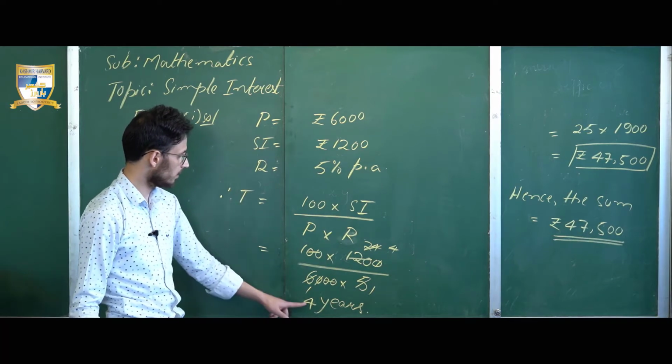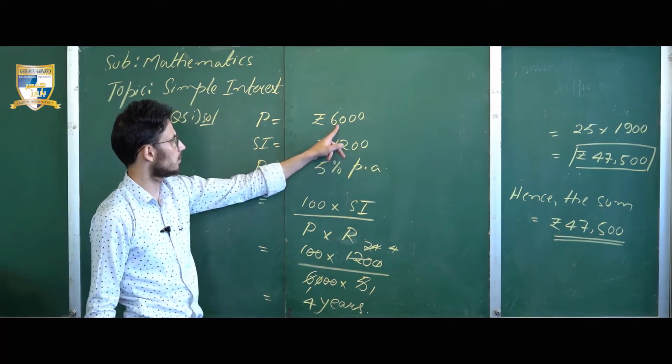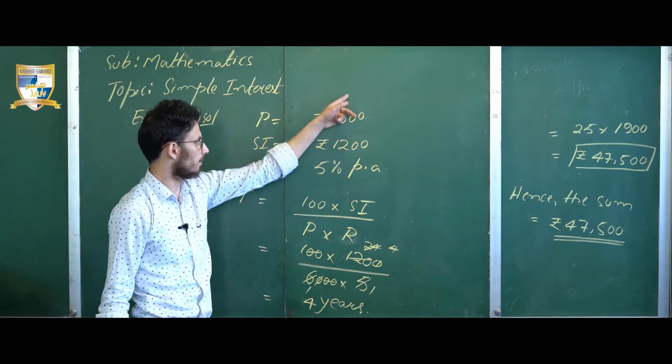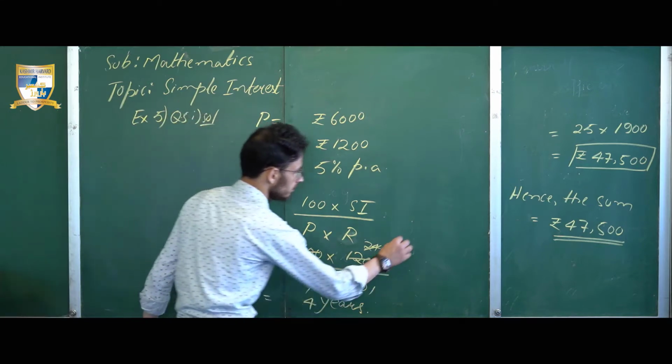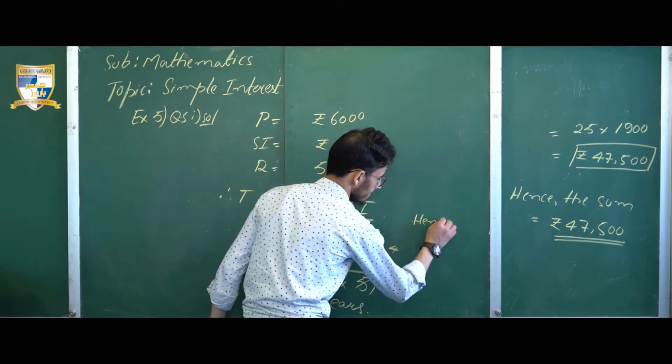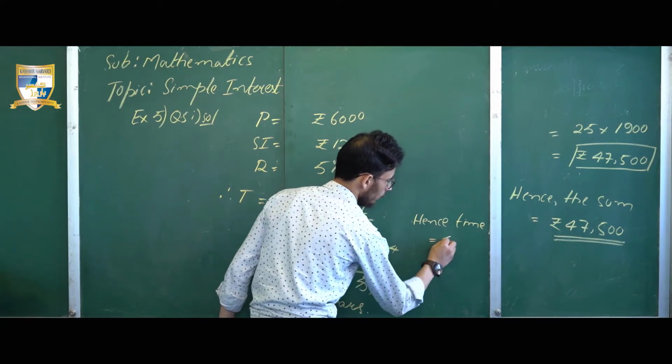It means after 4 years we have to pay 1,200 simple interest on the 6,000 principal. When both are added together, you have to pay such an amount. So hence, time is equivalent to 4 years.